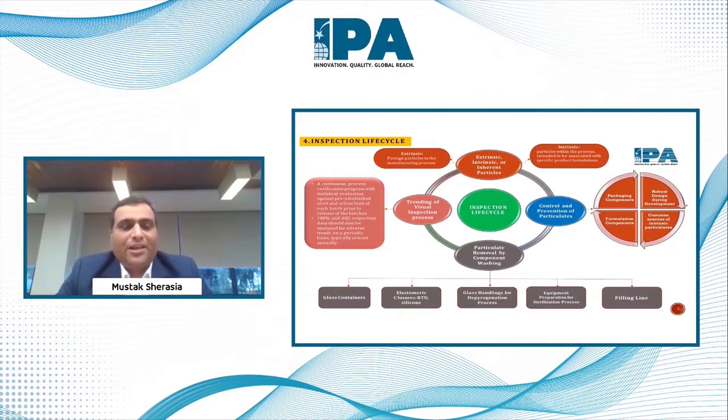And similarly, for containers and closures, there are different configurations available in the market. Sometimes they are ready to use and sometimes ready to sterilize. So periodic monitoring of these closures is also considered as part of a routine monitoring program, to ensure that those closures are free of particles.